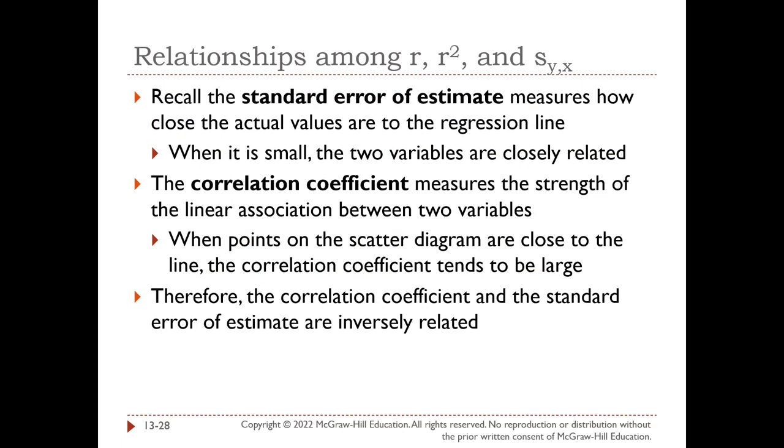So, the relationship among these. The standard error of estimate measures how close the actual values are to the regression line. When it is small, the two variables are closely related. The correlation coefficient measures the strength of the linear association between the two variables. When points on the scatter diagram are close to the line, the correlation coefficient tends to be large. Therefore, the correlation coefficient and the standard error of estimate are inversely related. So basically, the smaller our standard error of estimate gets, the larger we're going to see the correlation coefficient measure to show how much strength the two variables have. So that's why they call it inversely. Basically they run opposite but mean the same thing.